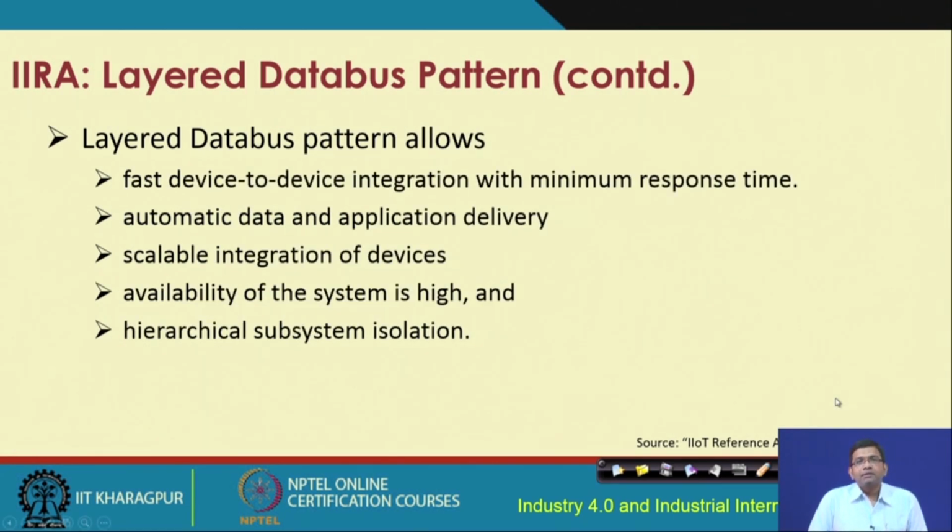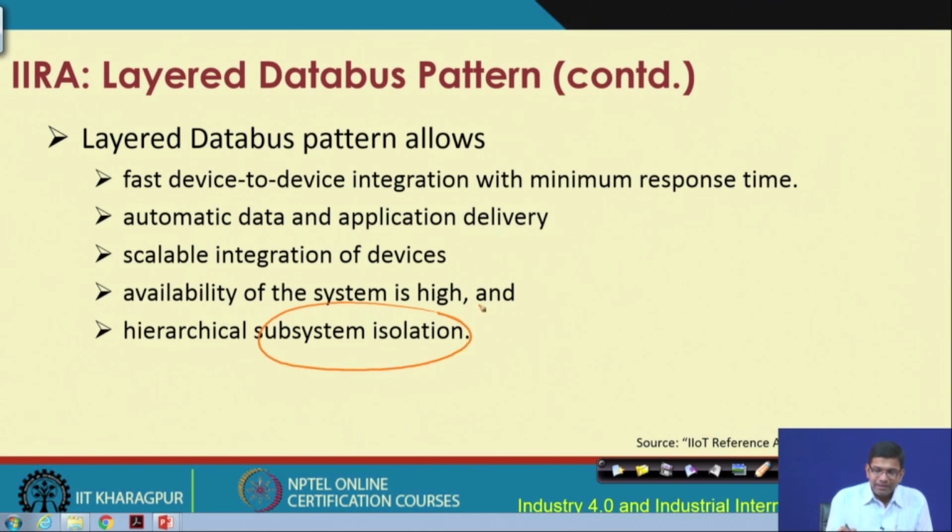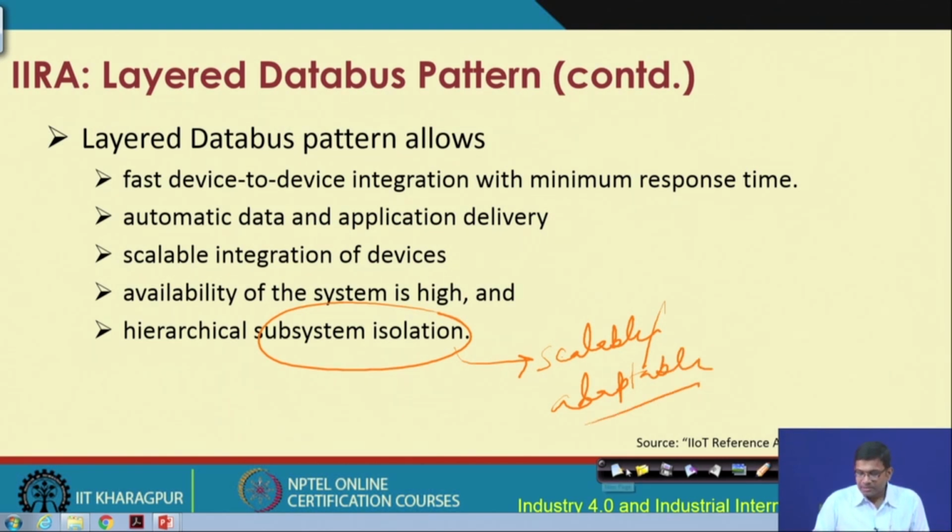So, layered databus pattern basically allows fast device to device integration with minimum response time, automatic data and application delivery, scalable integration of devices, availability of the system, making it higher, and hierarchical subsystem isolation. So, this isolation part is very important, subsystem isolation, because this will help in making the solutions much more scalable and adaptable. Adaptable to what? Adaptable to different changes.